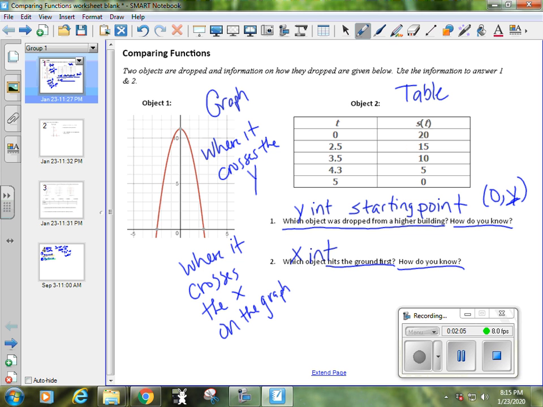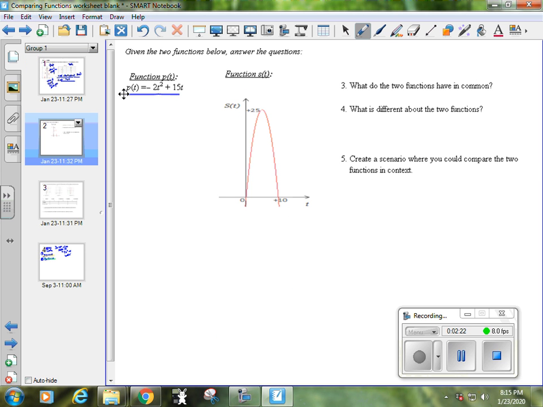Okay, and then in your table, it's going to be where you have x but 0 for y. So make sure you can figure those out using that information. So that's the tips for the first one. Now the second one, we have an equation and a graph that we're comparing.